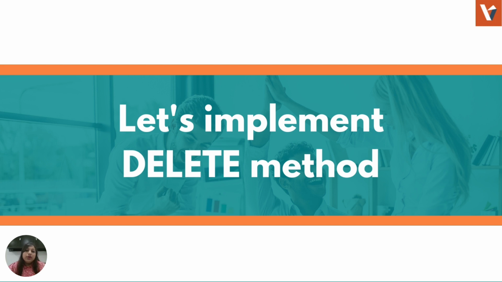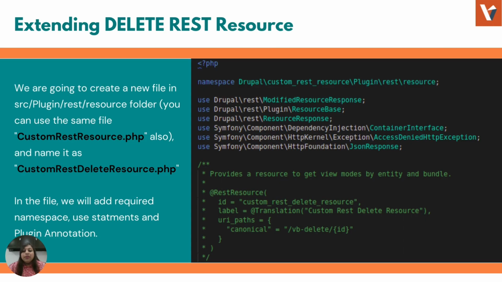Now last but not the least, let's implement the delete method. For the delete method, we need to create another resource, or you can also use the same resource. But also note that the response which is sent in the delete method is completely different from all other methods. In the delete method, we will use modified resource response instead of normal resource response. So here JSON response will also be used. We will be using canonical in the plugin annotation. I have given the path as VB delete and the ID, similar to post, put and get.